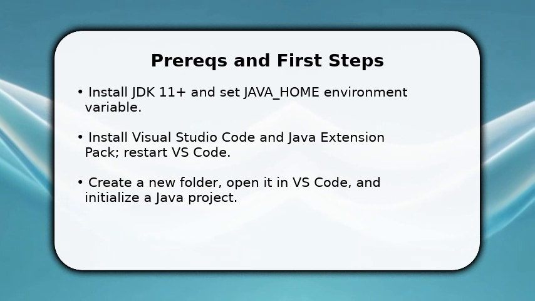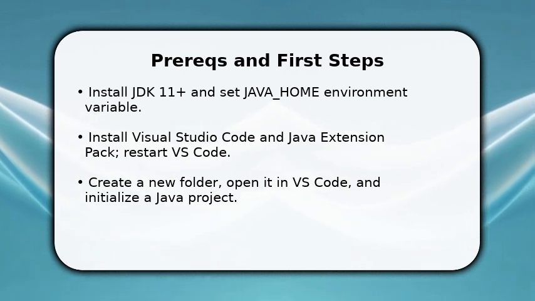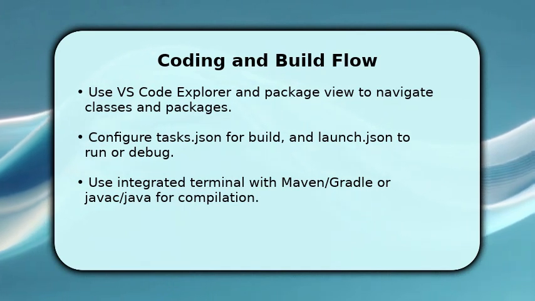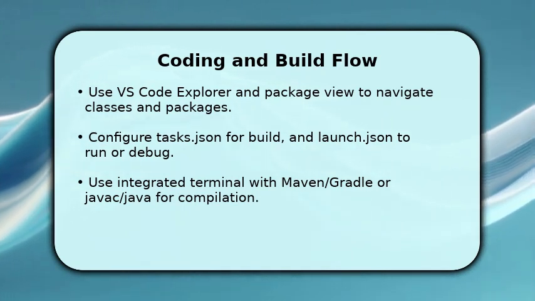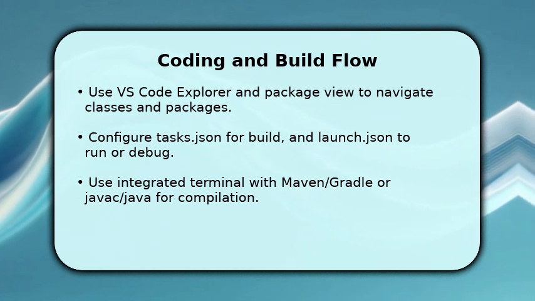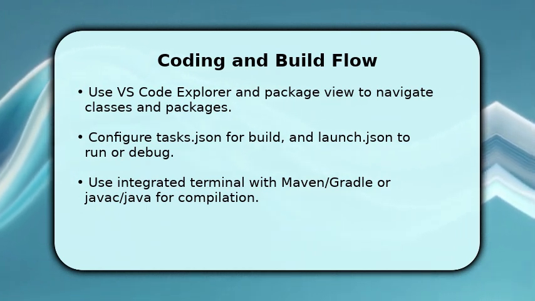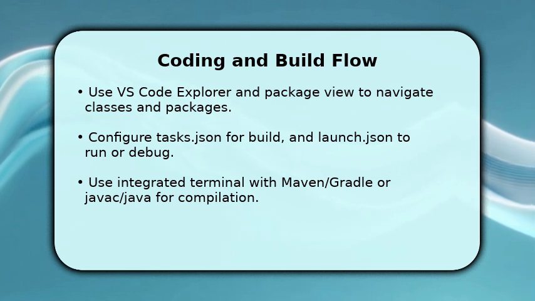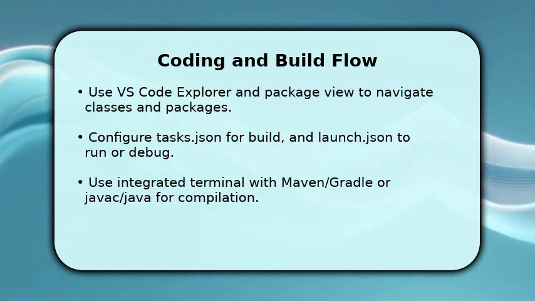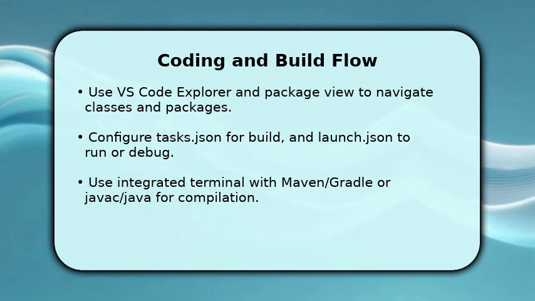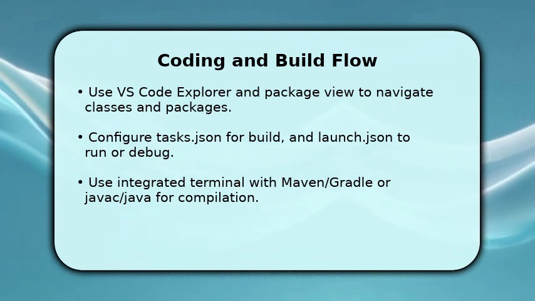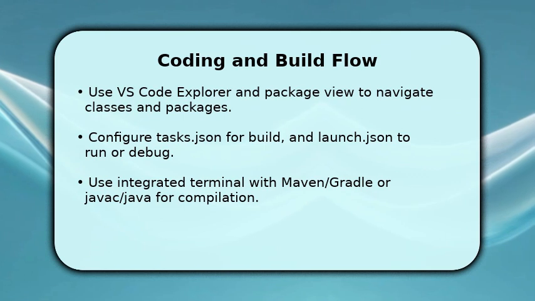Next, you write and organize code inside src/main/java or the default src folder so tools auto-detect classes. Then configure tasks.json to run your build command, Maven, Gradle, or Javac so builds are repeatable. Once configured, set up launch.json for running and debugging, include class path, program arguments, and JVM options. Use the integrated terminal to run MVN or Gradle commands, and watch problems and output panels for compiler diagnostics.